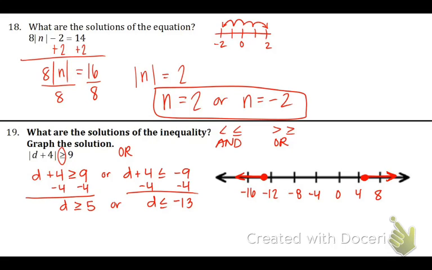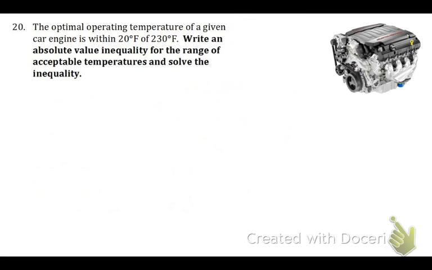Okay, 19's done. Here comes an application problem. The optimal operating temperature of a given car engine is within 20 degrees Fahrenheit of 230 degrees Fahrenheit. Write an absolute value inequality for the range of acceptable temperatures and solve the inequality. So, word problems. First step is to define the variable. X is going to be the possible temperatures.